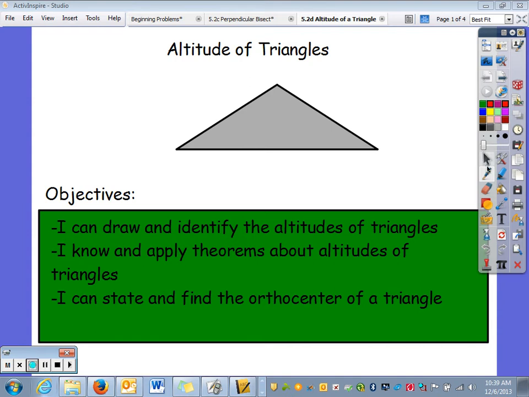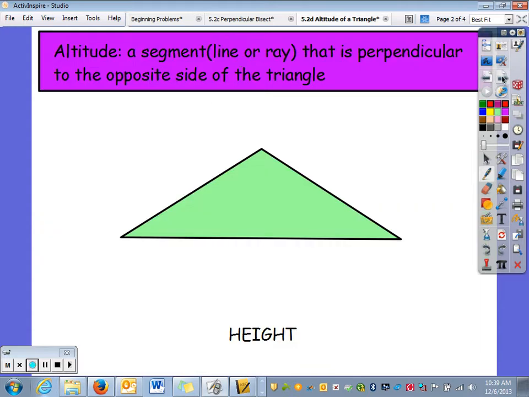So in this video we're going to learn about the last part, which is called the altitude, and we'll be using the altitude a lot when we talk about area, and I'll explain why. So you can draw and identify the altitudes of triangles and know and apply theorems about the altitudes of triangles, and can state and find the orthocenter, so this is our final term for centers of a triangle. Each one has its own center name because it has a different purpose.